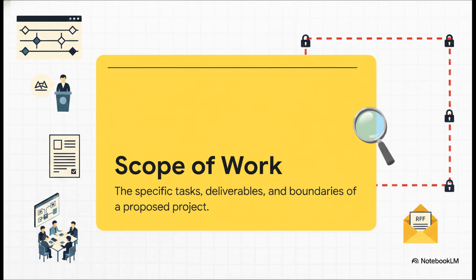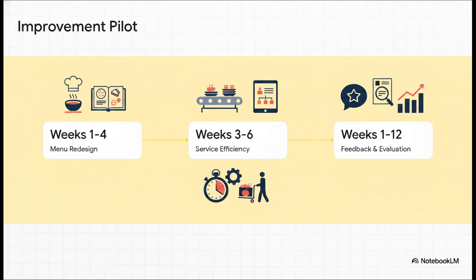This is the second half of the proposal equation, where we explain exactly what action we want to take. But actually, before we just start throwing ideas at the wall, we have to define the scope of work. This defines the specific tasks, the deliverables, and, most importantly, the boundaries of your proposed project. Setting clear boundaries is honestly the only way to prevent costly misunderstandings or that dreaded scope creep down the road. Here is exactly how you structure that solution.